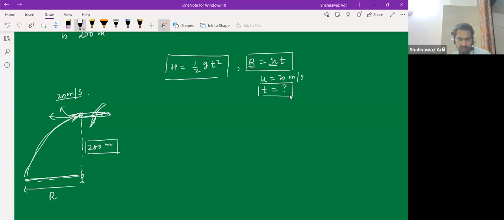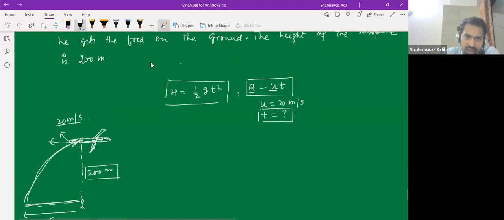Okay, let me change the question a little bit more. So we have this 2000 meter. So from where can we calculate the time, guys?